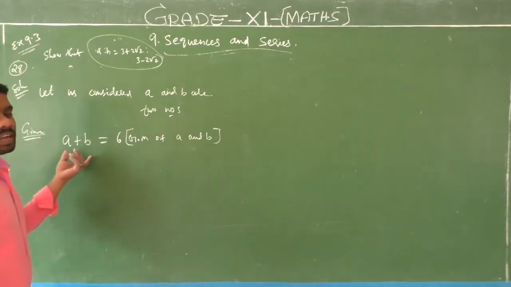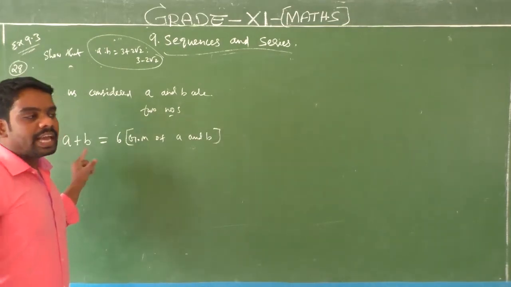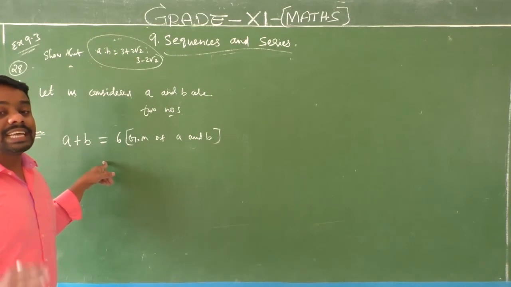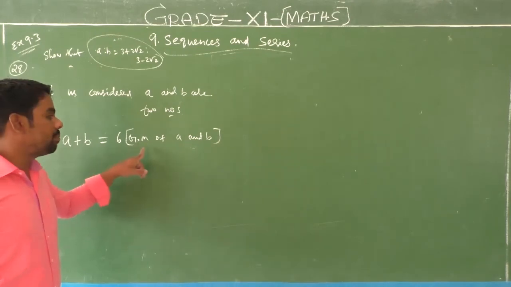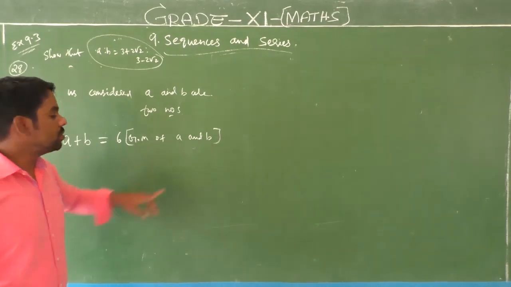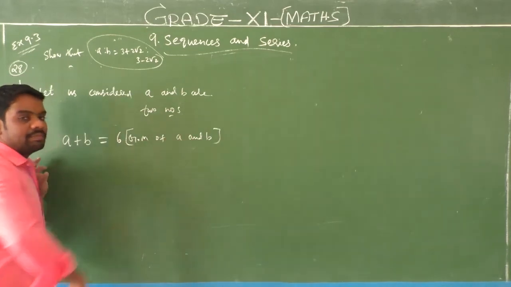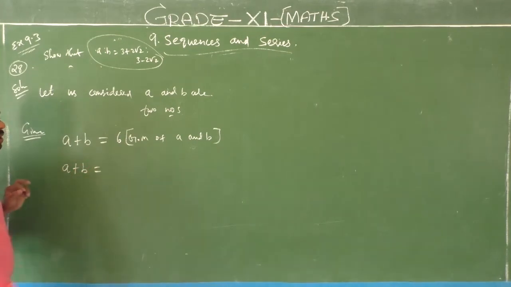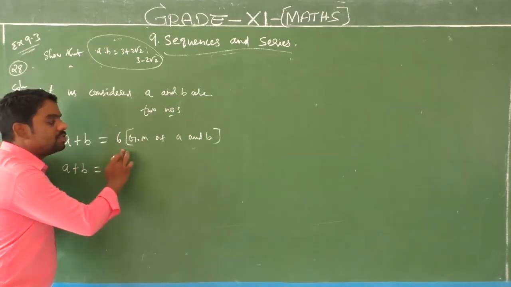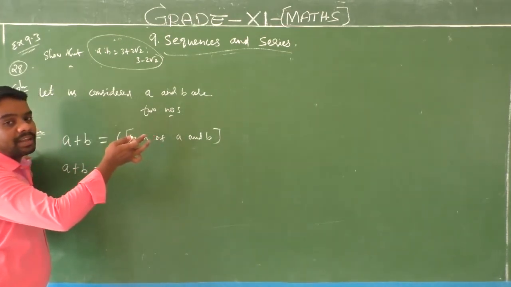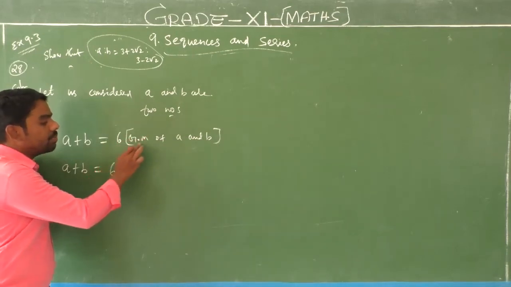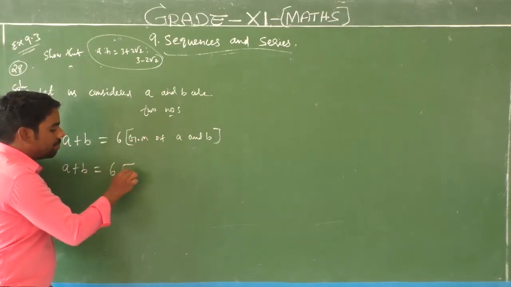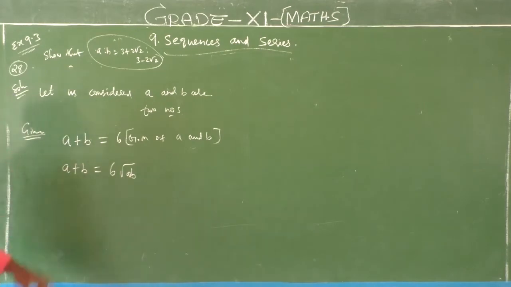The sum of two numbers, that is a plus b, equal to, by the given information, 6 times the geometric mean of a and b. So a plus b is equal to 6 times the geometric mean of a and b. You know that the geometric mean of a and b is root of ab. Okay, right. Take square on both sides.